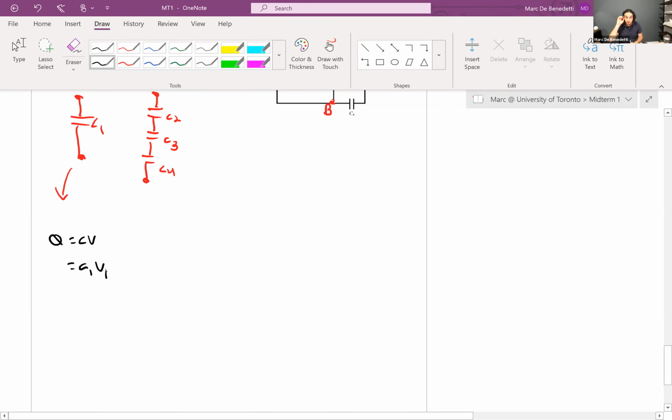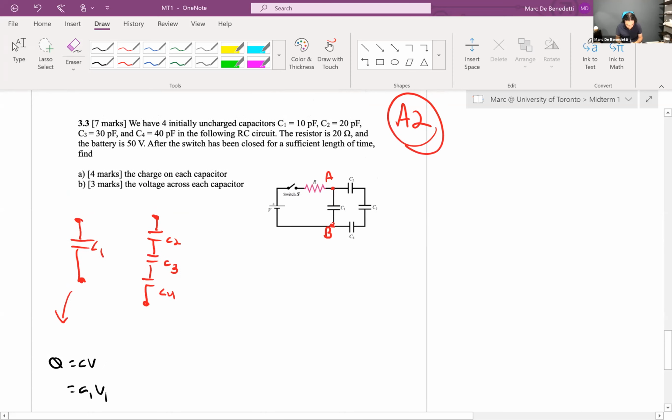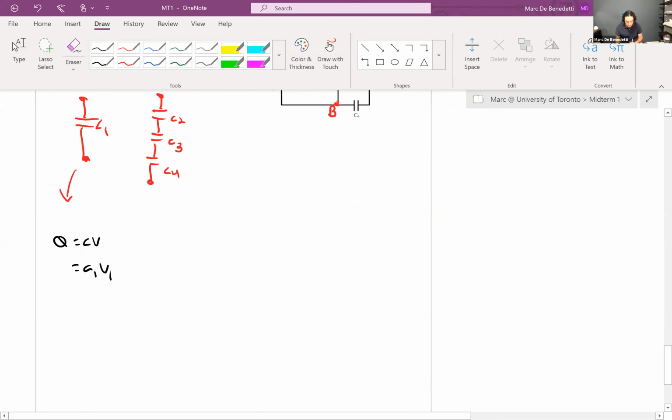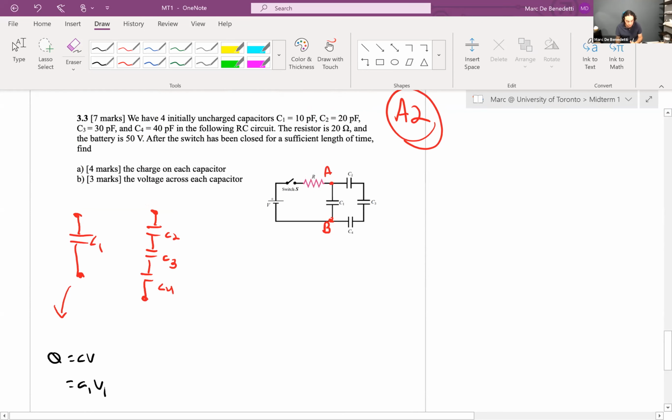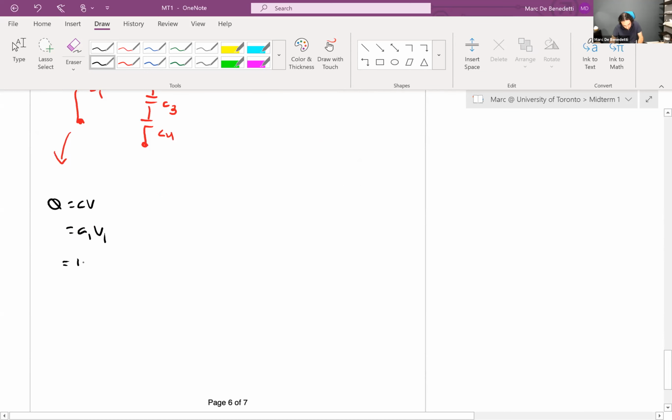And V1 is just the voltage from the battery, which was, in the question, what was the voltage of the battery? 50 volts. And do we have C1 in the question? C1 was 10 picofarads. So 10 times 10 to the minus 12 times 50. So this is going to be 5 times 10 to the minus 10 coulombs. So that's the charge on the first one.